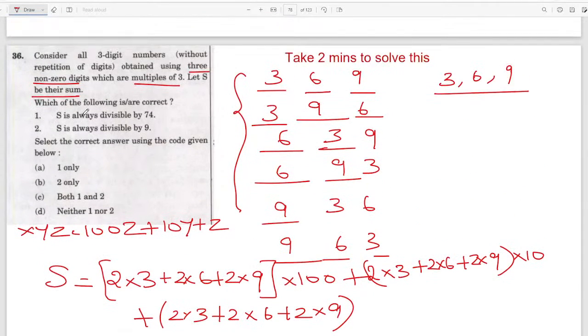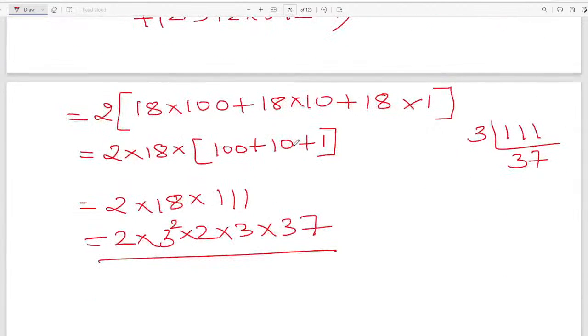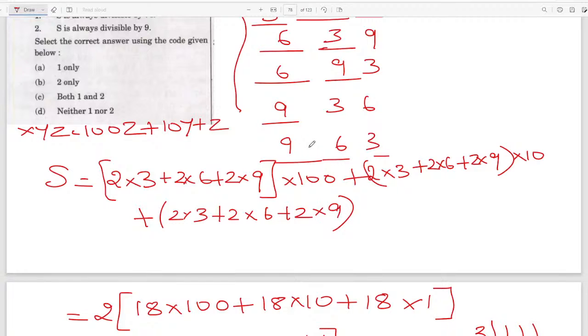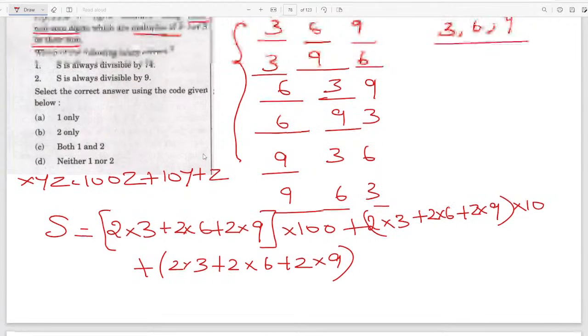Now they're asking whether the sum is always divisible by 74. 74 is 37 into 2. When you multiply 37 into 2, this is 74. So this is a multiple of 74. So statement 1 is correct.